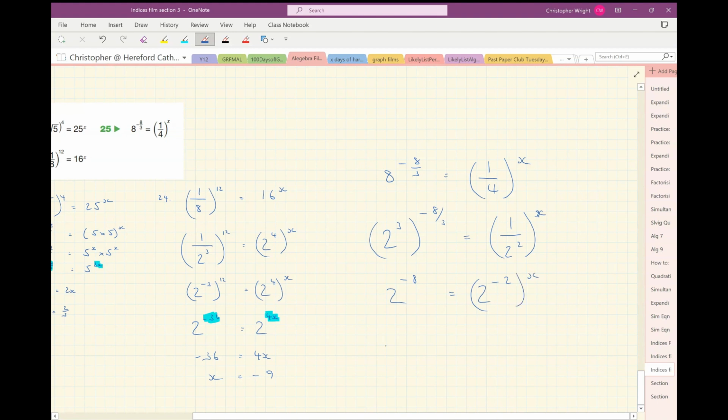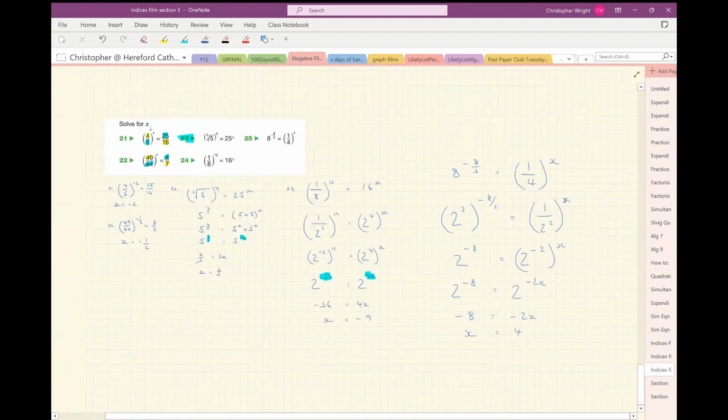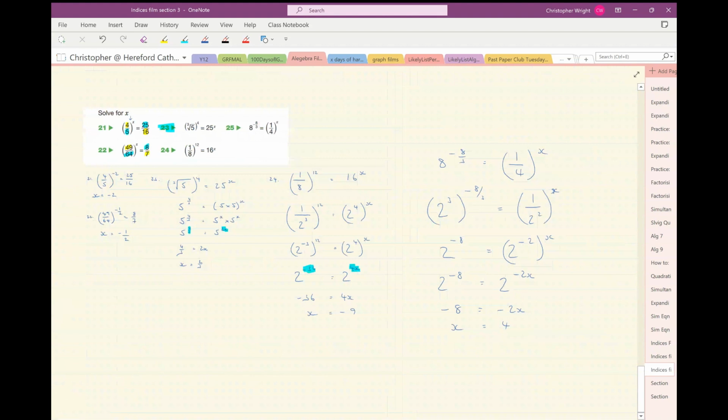So 2 to the power of minus 8 on the left-hand side equals 2 to the power of minus 2x. So minus 8 equals minus 2x. So x equals 4. And that is the end of question 25. And that is the end of that section.